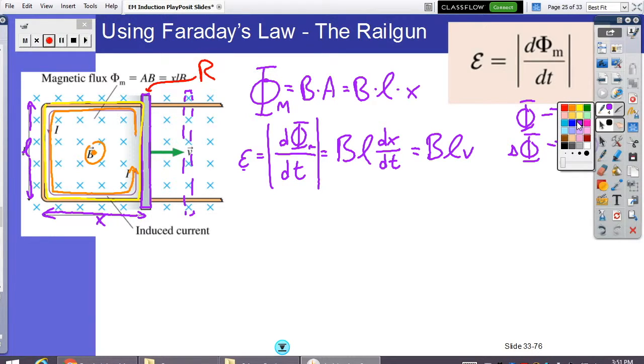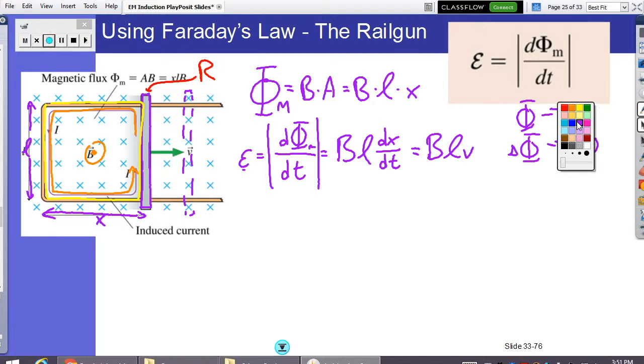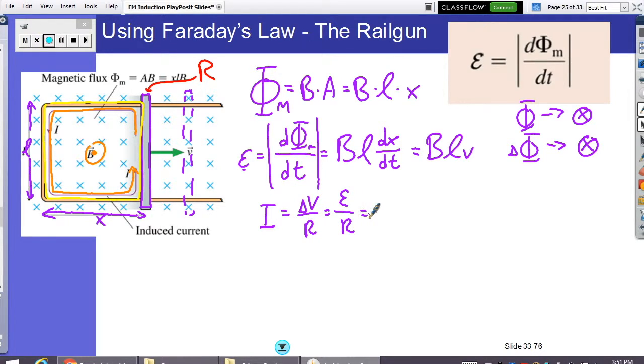What is that current? Well, if my bar has some resistance R, and that's the only thing in my circuit, I can figure out my current as delta V over R. I guess I should really write EMF over R. And in that case, I can just do this. This is BLV over R. So that's my current.